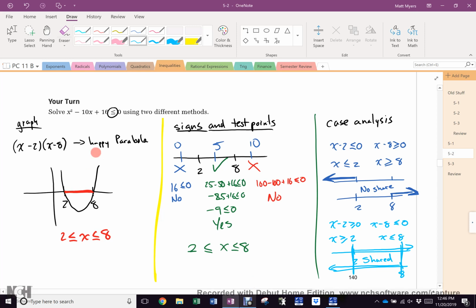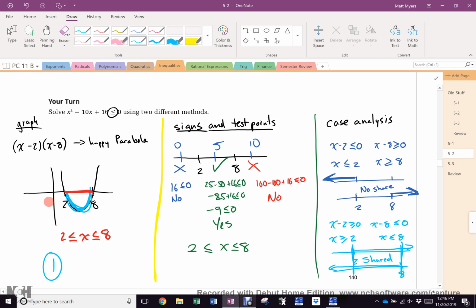Find the roots. I know it's happy, so I know it dips between the roots, and I needed less than 0. Easy peasy, right? Is everybody okay with 1, graphing? You can all see that now. It actually tells you where it's below 0. You don't even have to think about it. You can see that this is below 0, right?